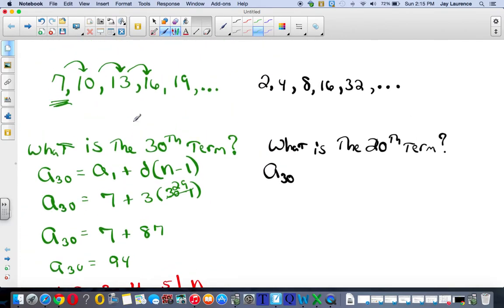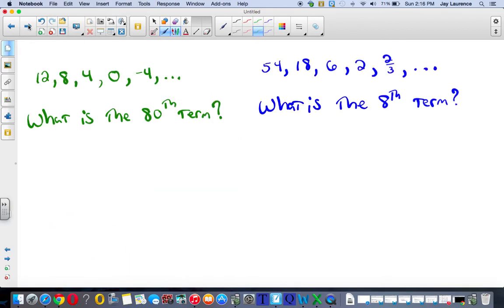This way is a little bit quicker. Actually, it's a lot quicker, to tell you the truth. It doesn't work for a quadratic or, say, a cubic sequence, but it works really well for an arithmetic sequence, or a linear sequence, excuse me, which is, of course, arithmetic. All right, so let's go forward here.